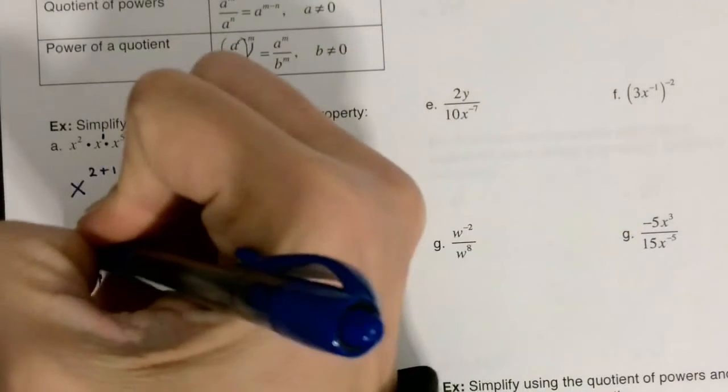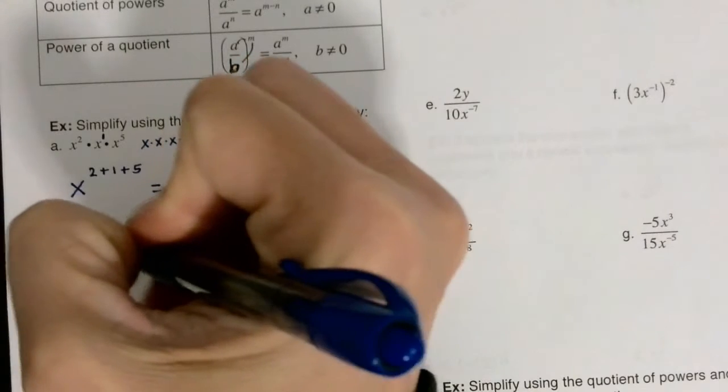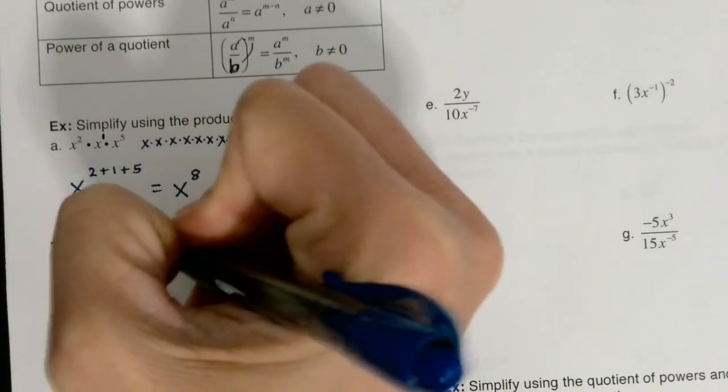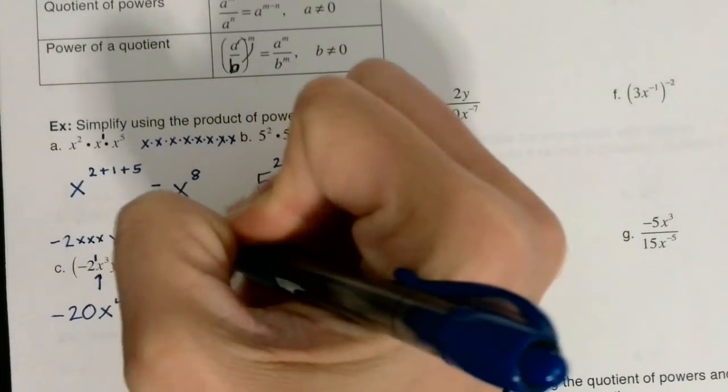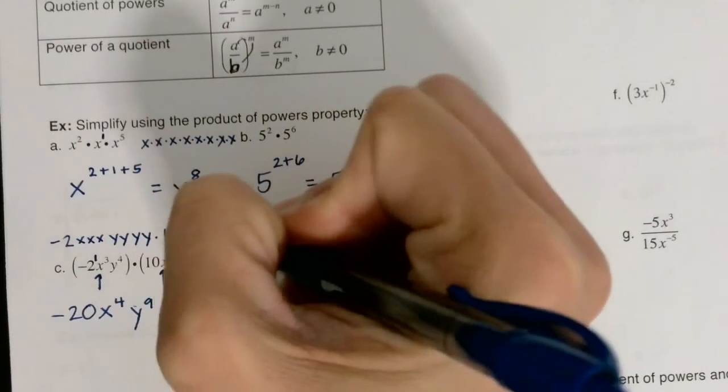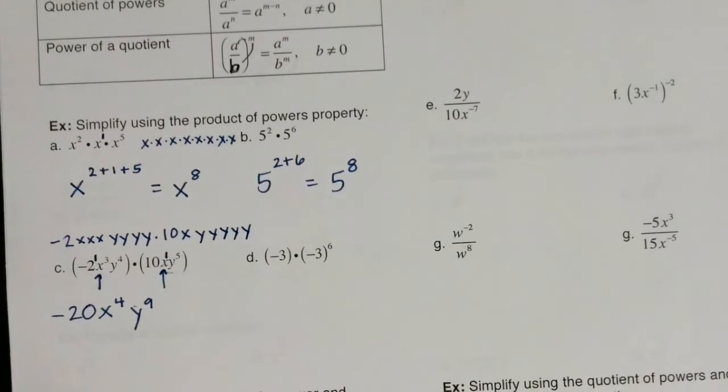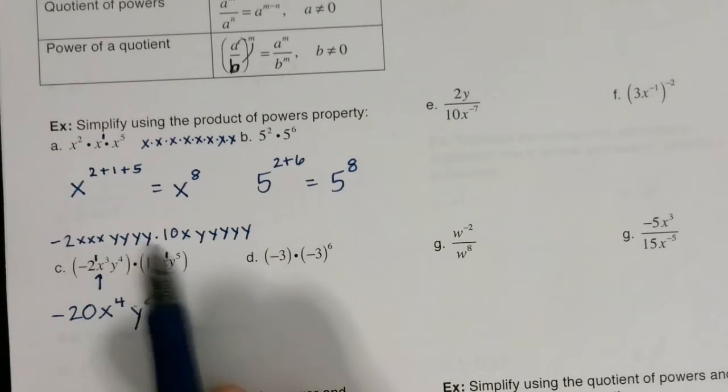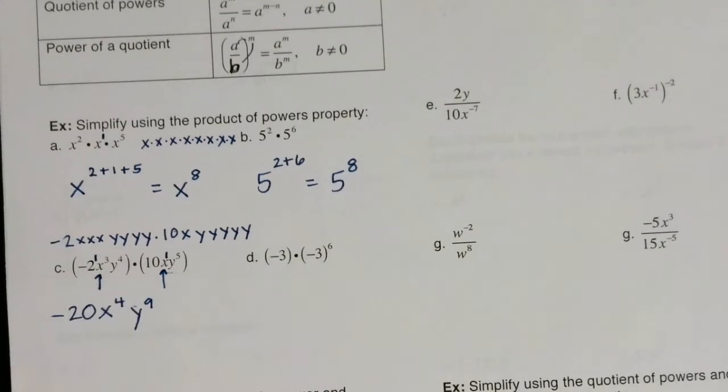So I just want to show you guys something one last time. I know it takes a little bit more time, but I think it's good for you to have a fallback plan. So that's what all that multiplication means. You don't see any addition or subtraction. Negative 2 times 10 is negative 20. 3 x's and another x is x to the fourth. 4 y's and another 5 y's makes y to the ninth.